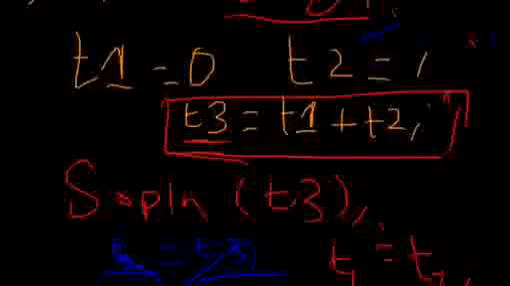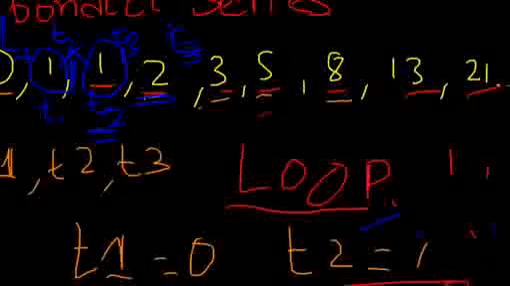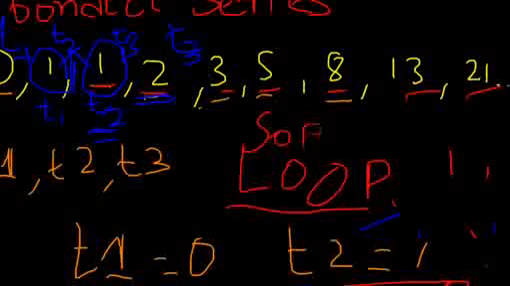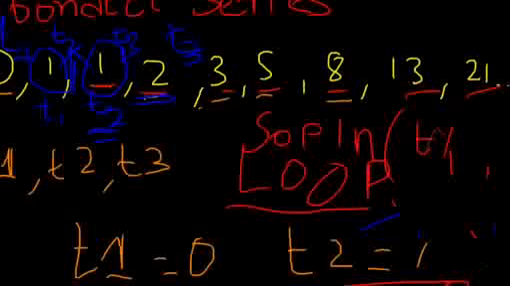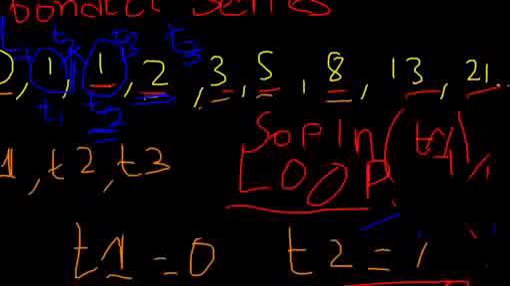If you want to print these first two numbers, you can print them outside the loop with two individual statements, one for T1 and another one for T2. So that's it for this video.